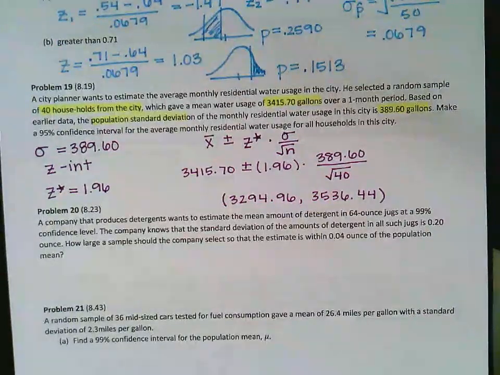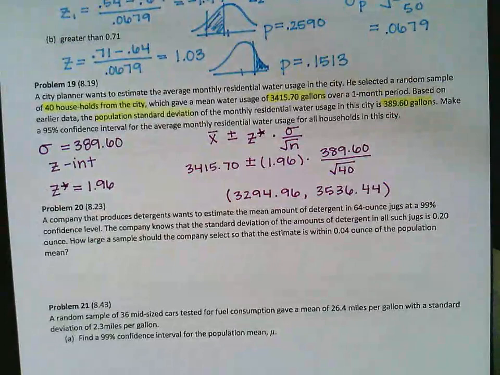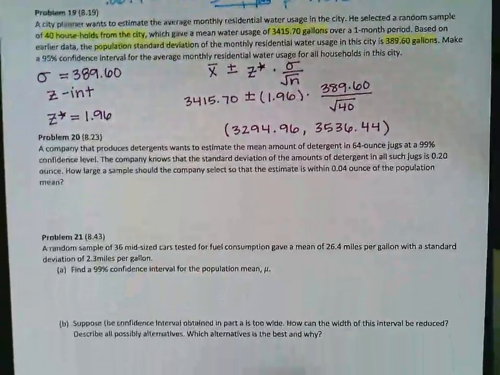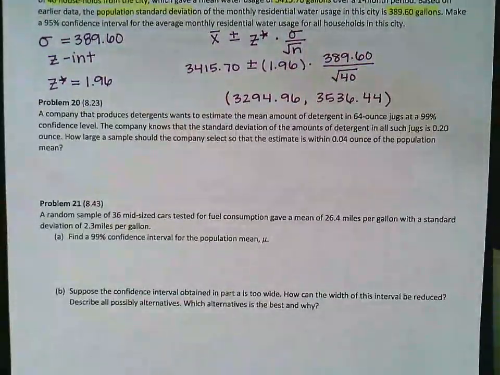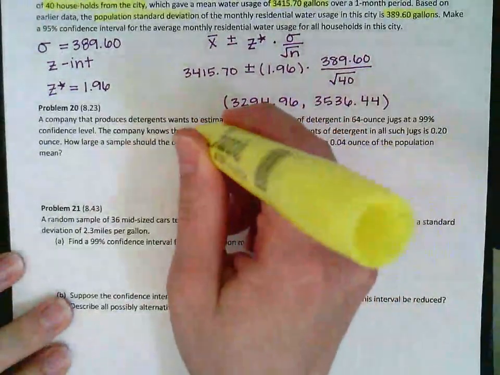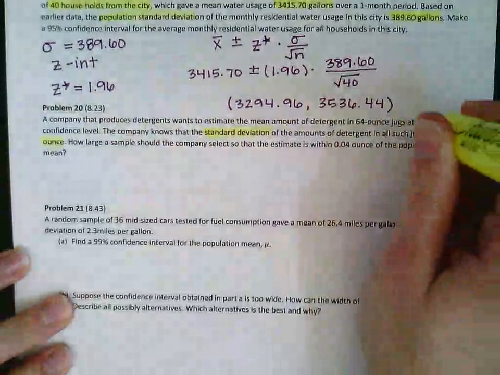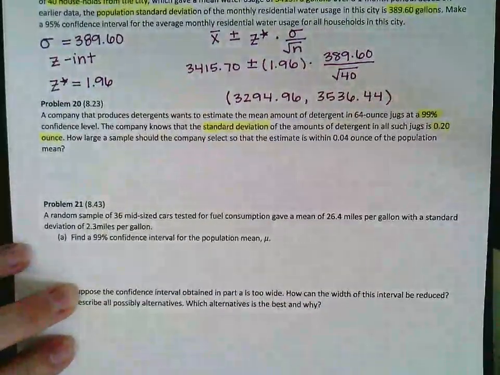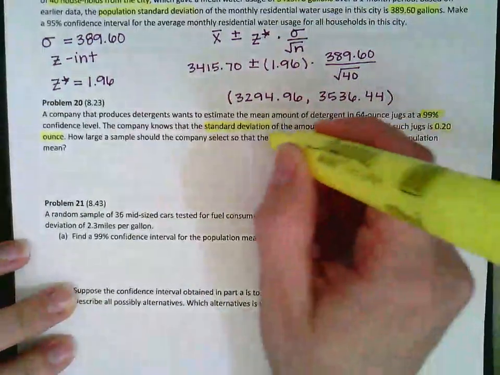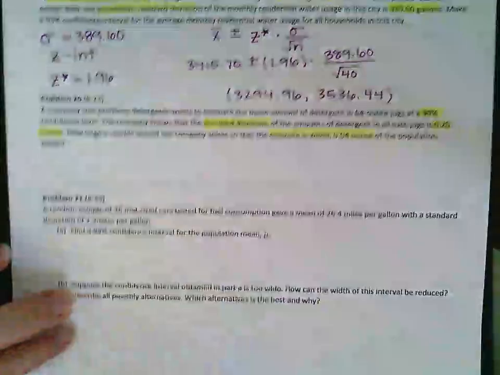A company wants to produce detergents and wants to estimate the mean amount of detergent in a 74-ounce jug at a 99% confidence level. The company knows that the standard deviation of the amounts of all detergents in such jugs is 0.2. So standard deviation is 0.2, and I need a 99% confidence interval. Okay, how large should we select so that this estimate is within 0.04 ounce of the mean?